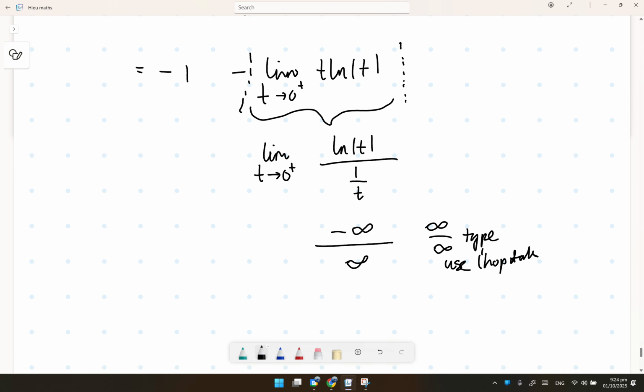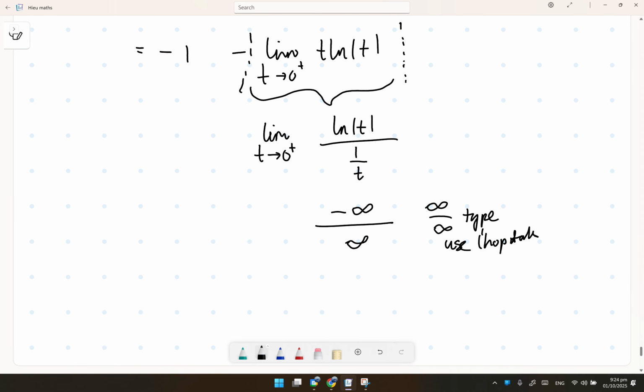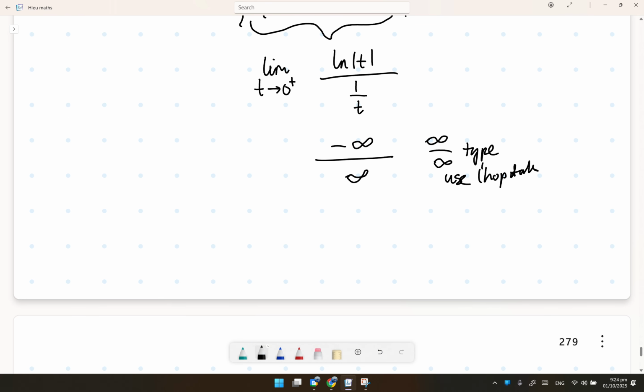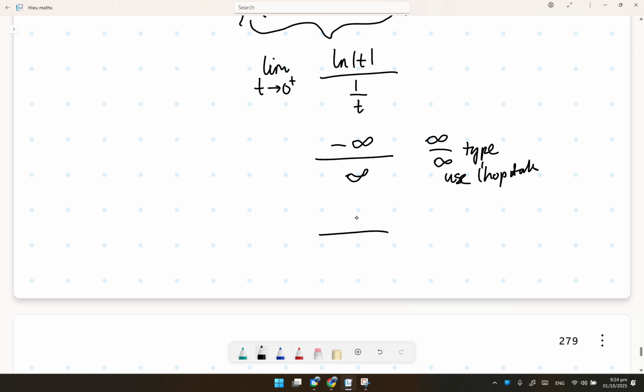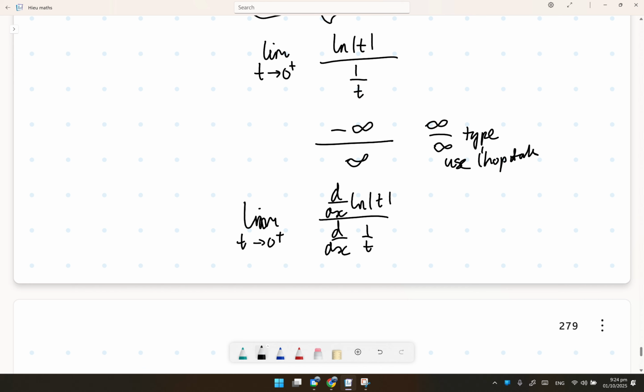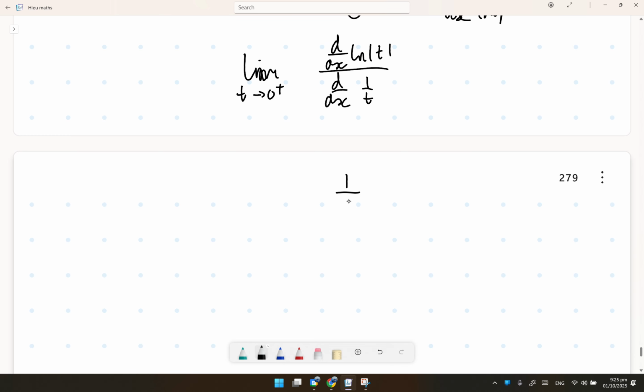Okay. Let me add another page. So if we use L'Hopital's, we're going to have to differentiate both the top and the bottom. So let's do that. What this ends up with is d/dt of ln t over d/dt of 1 over t. And keep in mind that this is still using the limit as t goes to 0 from the positive side. Okay, so the derivative of ln t is just 1 over t. The derivative of 1 over t, which is the same as t to the minus 1, is going to be minus t to the minus 2, which we can arrange as minus 1 over t squared.